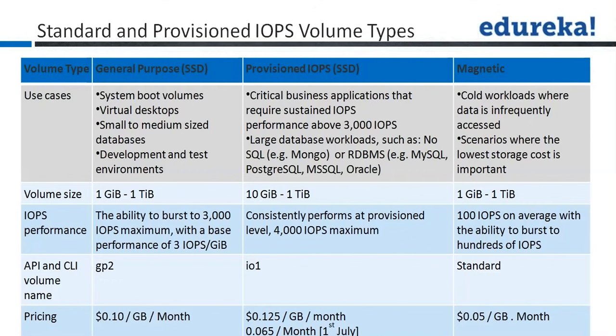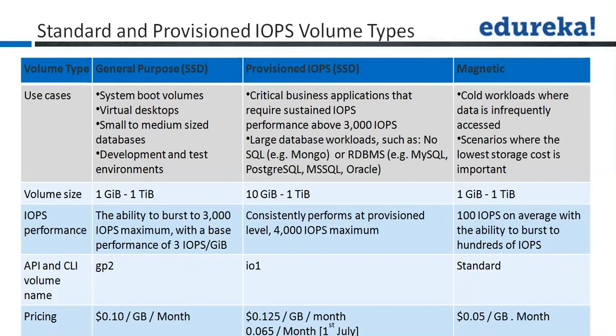In the volume size, you can launch a volume from 1 gigabyte to 1 terabyte for all. For the provisioned IOPS, it is from 10 gigabytes only. For IOPS performance, general purpose can burst up to 3000 IOPS maximum, but with a base performance of 3 IOPS per GB. While provisioned IOPS can go up to a stable 4000, not burst, while magnetic provides a consistent 100 IOPS only.